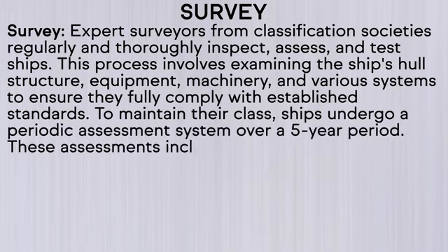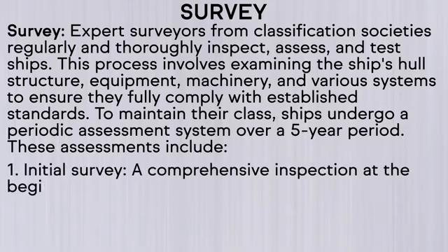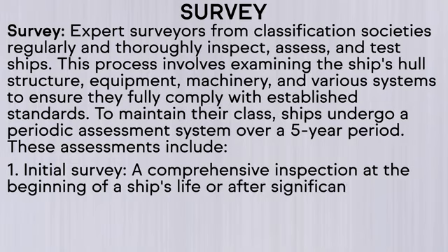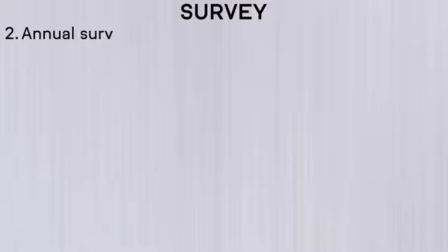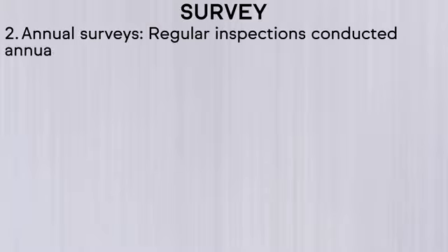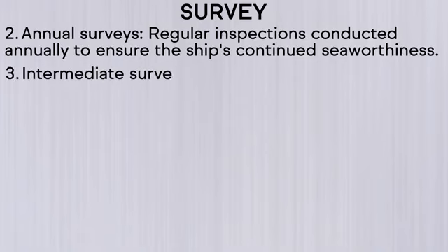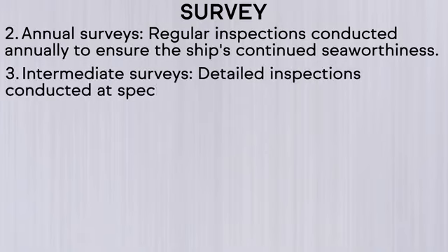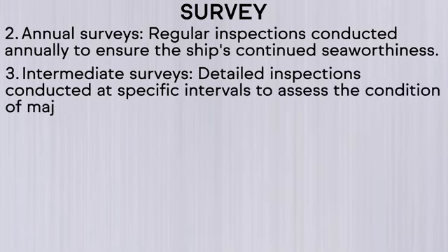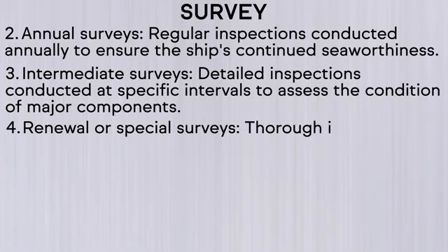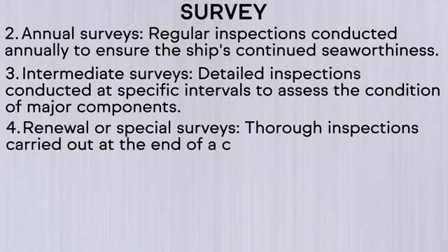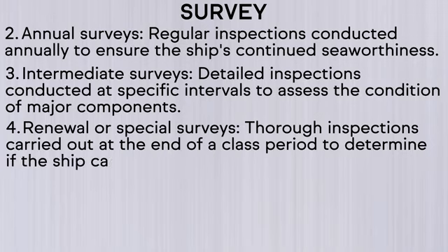These assessments include initial survey, a comprehensive inspection at the beginning of a ship's life or after significant modifications. Annual surveys, regular inspections conducted annually to ensure the ship's continued seaworthiness. Intermediate surveys, detailed inspections conducted at specific intervals to assess the condition of major components. Renewal or special surveys, thorough inspections carried out at the end of a class period to determine if the ship can be reclassified.